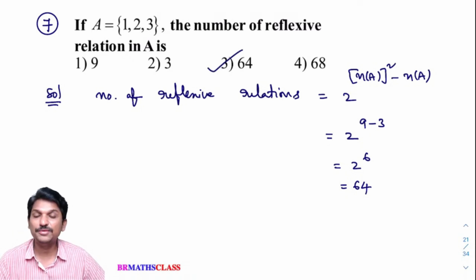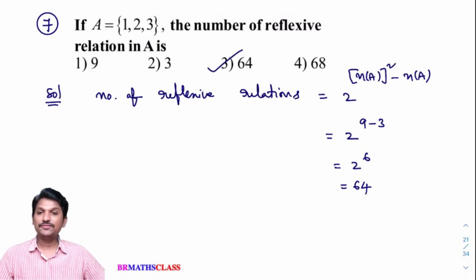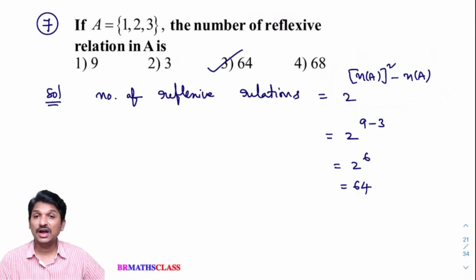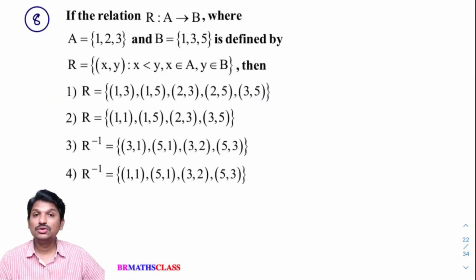This is a very easy problem if you memorize this formula. In case you don't know this formula, then you may feel it is difficult. Right? So the number of reflexive relations formula is 2 power n of A whole square minus n of A. Okay. And in the last class we learned the number of symmetric relations formula also. Okay, good.